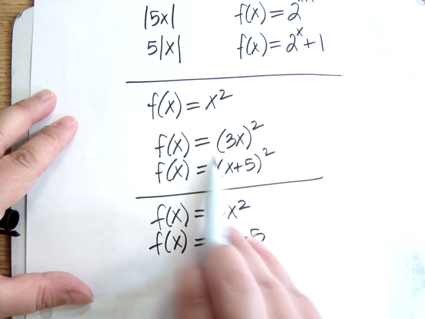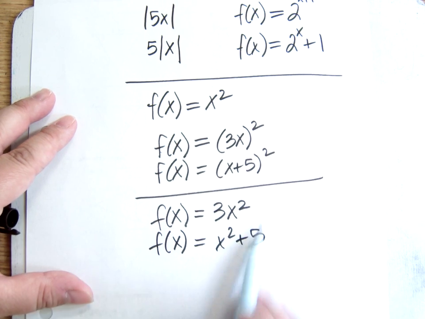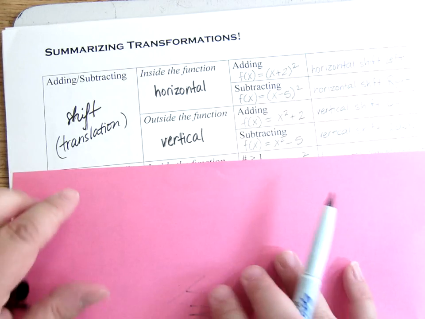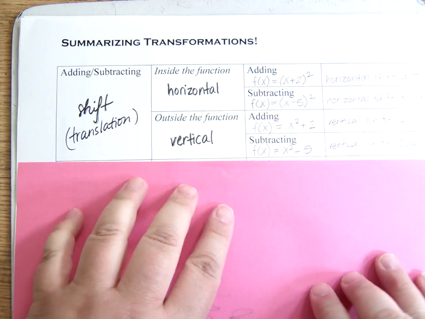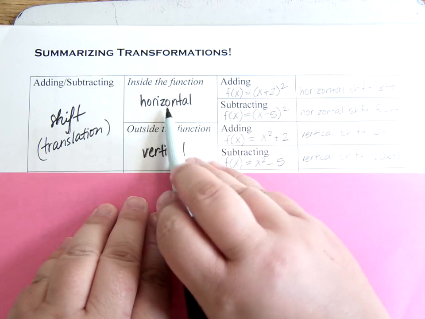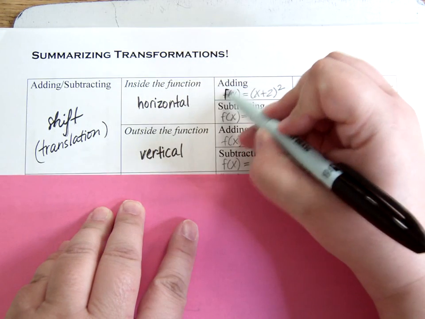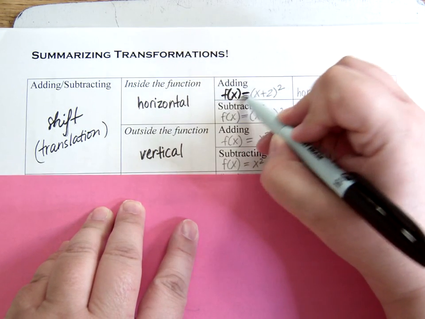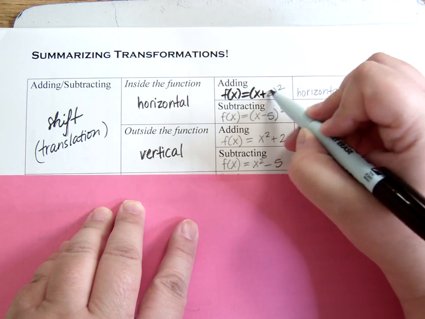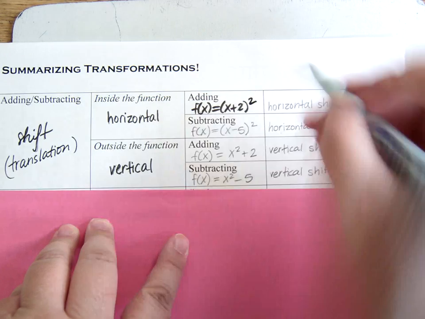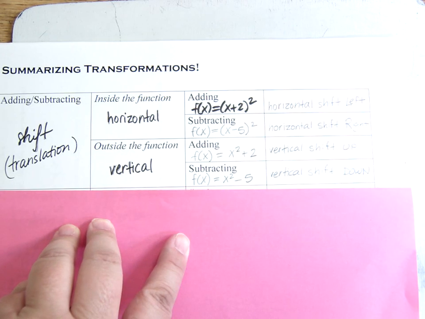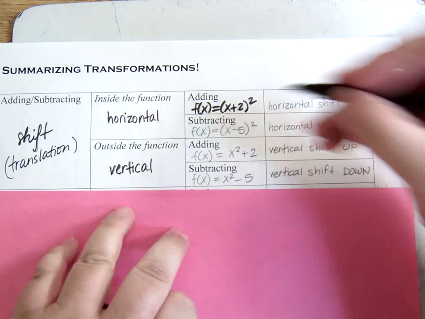So anytime it's inside the function, that's horizontal. Anytime it's outside the function, that's vertical. That applies to any type of transformation that could happen. Okay, so inside the function is horizontal, outside the function is vertical. So up here, horizontal, inside the function. If we're adding, and I'm just going over this with darker ink so you could see it better, like x plus 2 quantity squared. This is just an example. That would be a horizontal shift left.